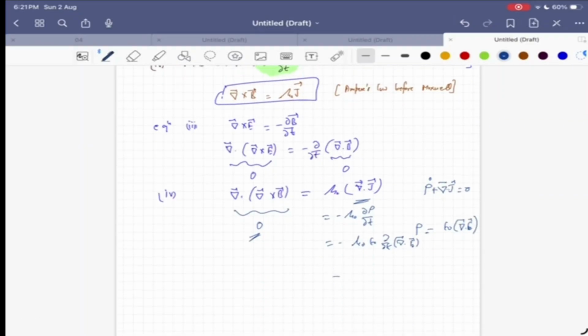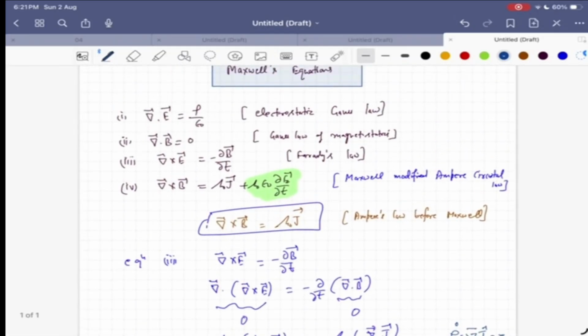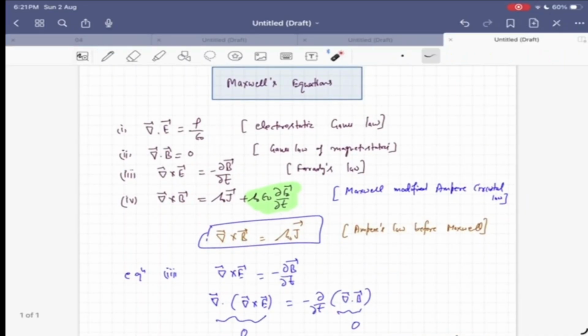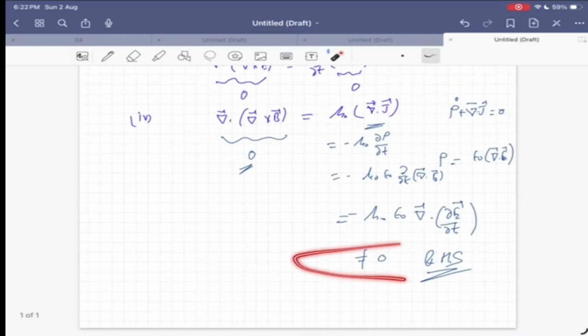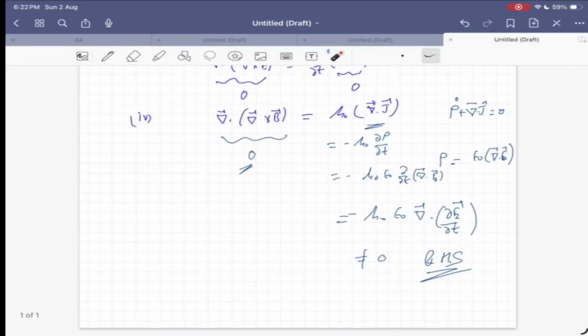It is a non-zero quantity which can be written as something like this. So it's a non-zero right hand side. Left hand side is identically 0, but right hand side is non-zero, so it means there is something wrong with this form of Ampere's law, or at least it is incomplete in some form, because we cannot say it's wrong since it was experimentally verified up to here. But there is some mathematical inconsistency which Maxwell fixed, because we get this term in negative.